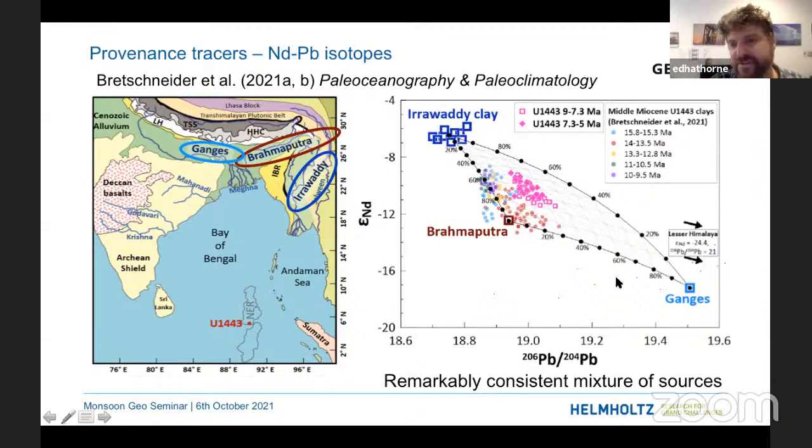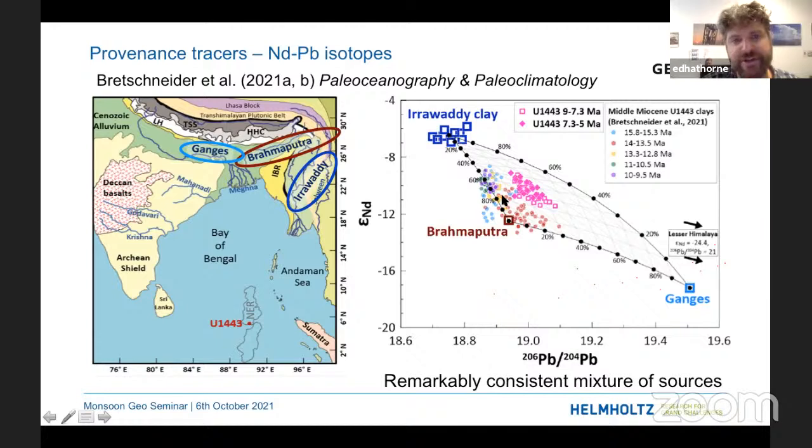And there's a mixture. Of course, there is some Ganges in there, and one thing we thought about is this jump from the mid to the late Miocene is either including more Ganges, or it could be the Ganges end member itself has changed a bit, including a bit more lesser Himalayan material, but not very much. But overall, considering all the tectonic changes and everything, the mixture is remarkably consistent.